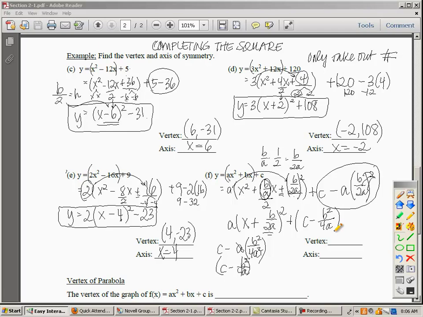So where is my vertex? Well, okay, it's a little messy, but we'll go there. It is negative b over 2a, because remember this is a plus, so it's the opposite. And then c minus b squared over 4a ends it. Where's my axis of symmetry? I'm going to write it right below. x equals the opposite of b over 2a.